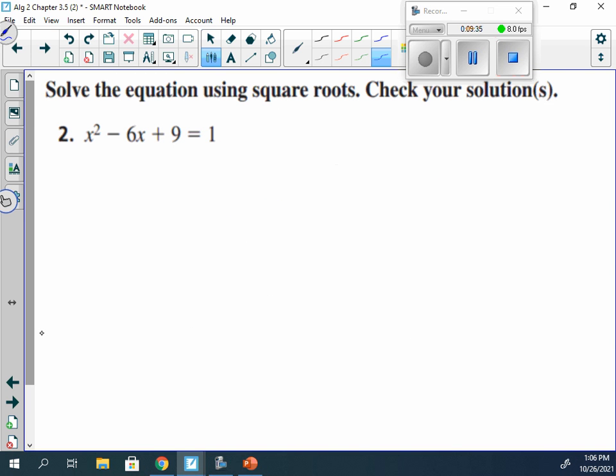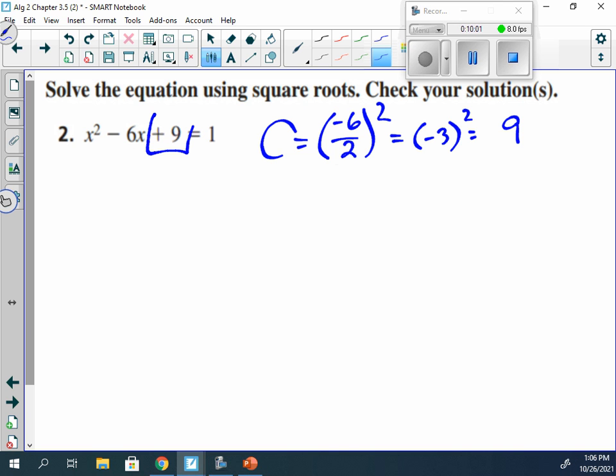This one here, we're not going to actually go through and solve because it's the exact same thing as this first one because, again, x squared minus 6x plus 9 is a perfect square trinomial. And we can see that because if we found c, b over 2 squared, well, b is negative 6. Negative 6 divided by 2 is negative 3, and negative 3 squared is positive 9. Well, where do you have the positive 9? It's just factoring that down and using the square root method.